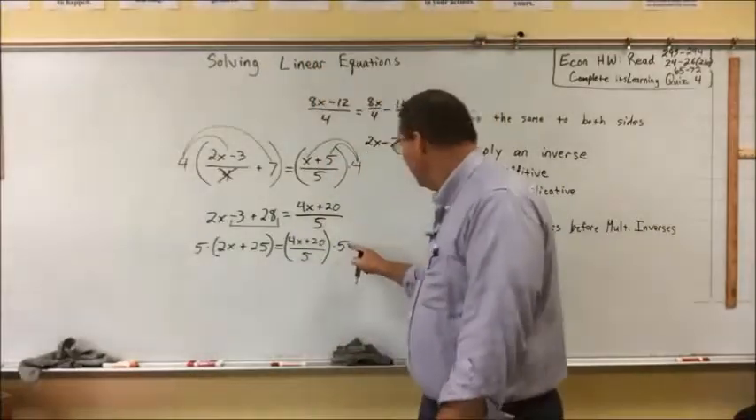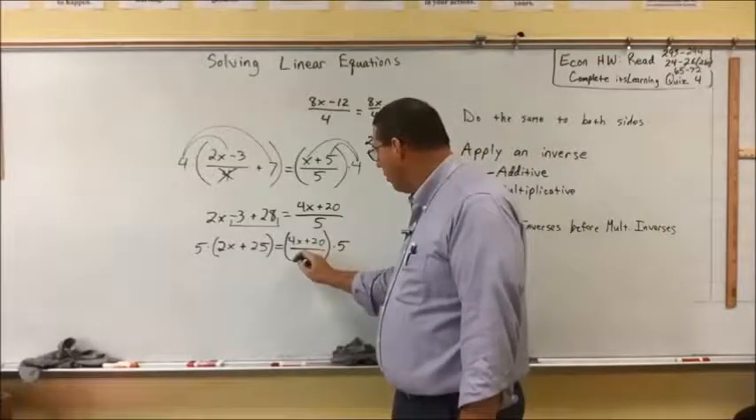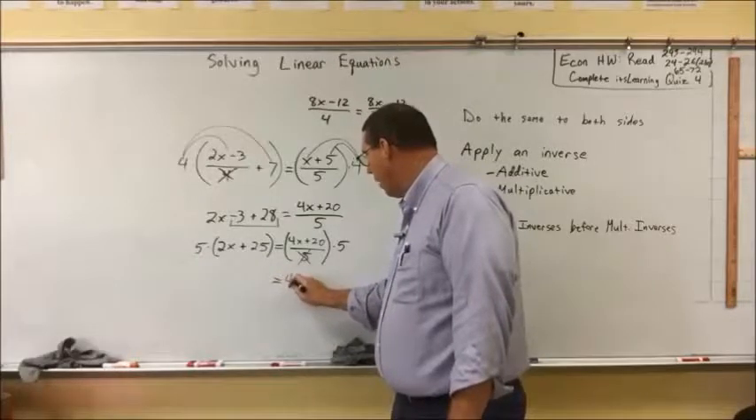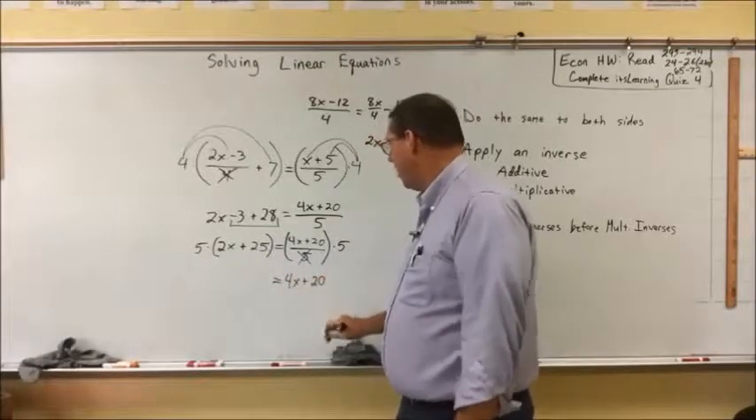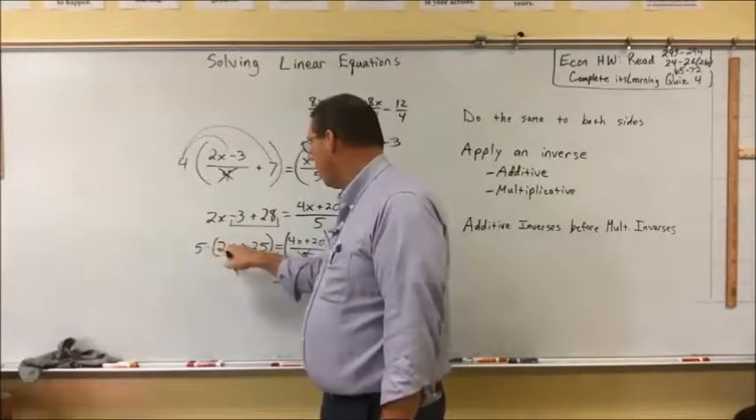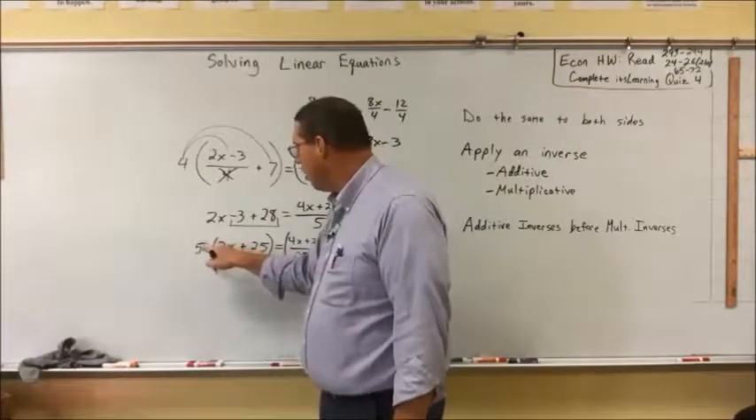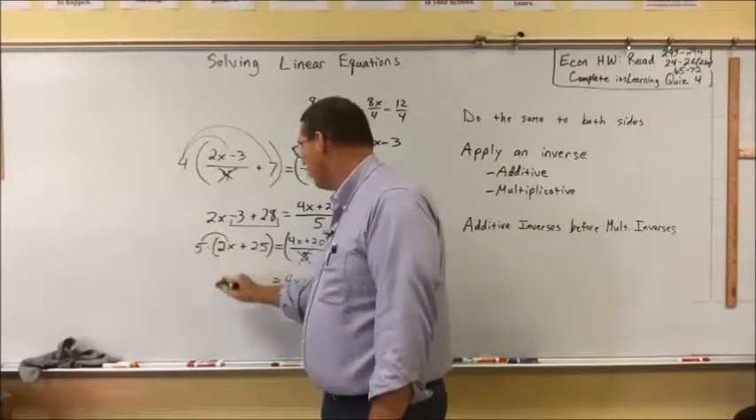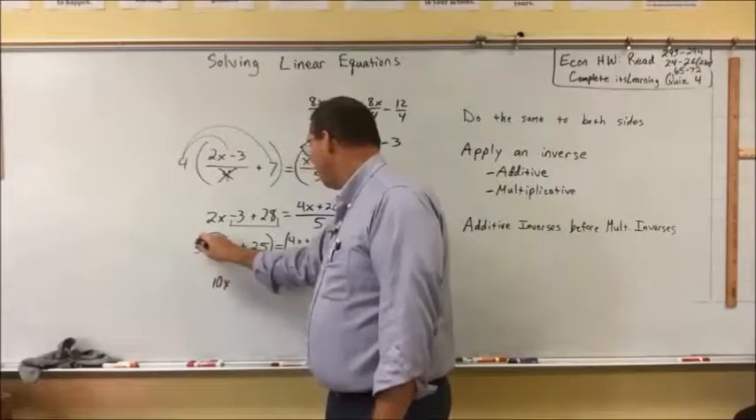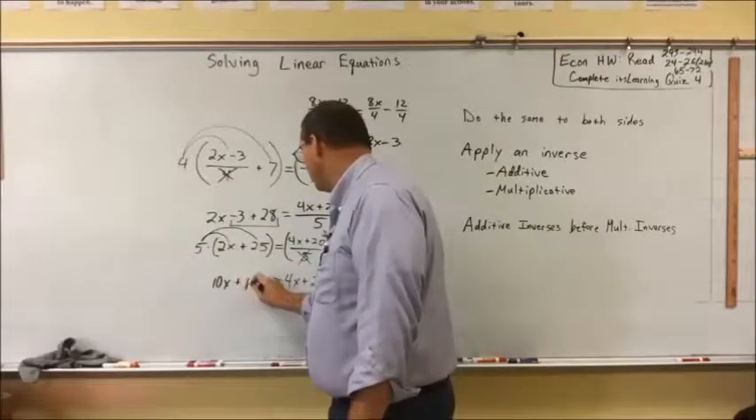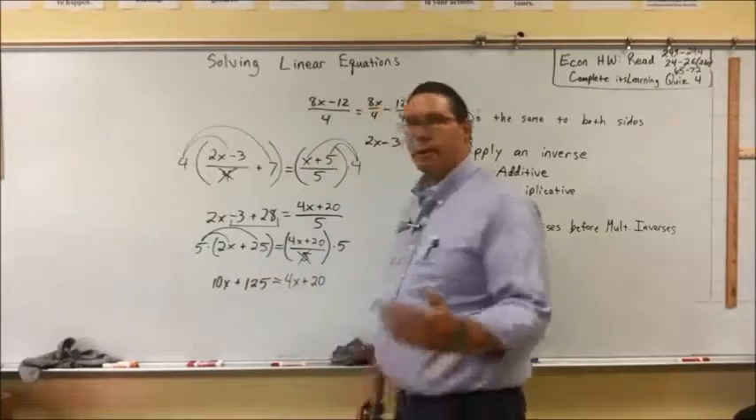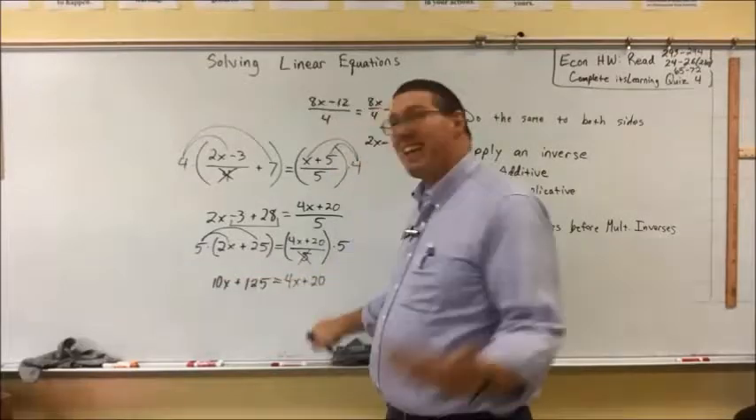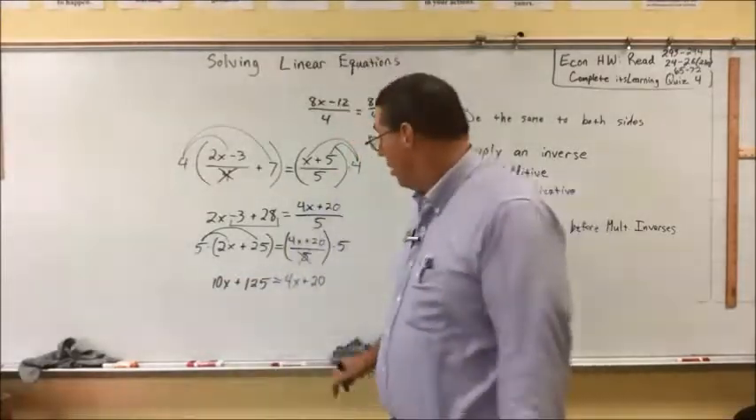So look, 5 times this fraction, all it's going to do is cancel the denominator. So just carry down the numerator. So we have 4x plus 20. Over here, we have to distribute the 5 over the 2x plus 25 because multiplication can distribute over addition. So 5 times 2x is 10x, and 5 times 25, that's 125. Okay? You may need a calculator for that one, but after you've done it for a while, you got it.